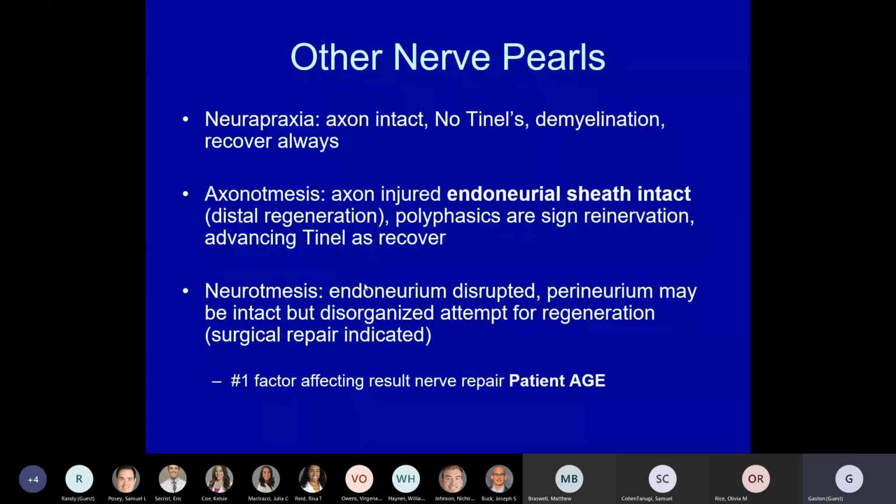Versus a neurotmesis means the whole thing's disrupted. The endoneurial sheath is disrupted, and so it can be either cut in half or it could be that just the perineurium's intact, but everything inside is ripped apart. It's been asked multiple times, the number one factor affecting nerve recovery is patient age.